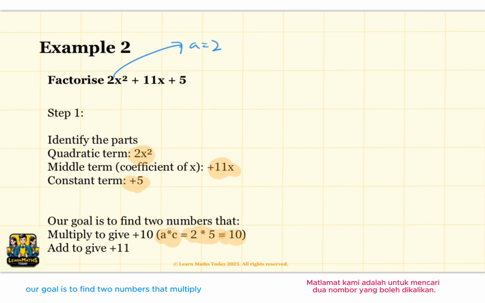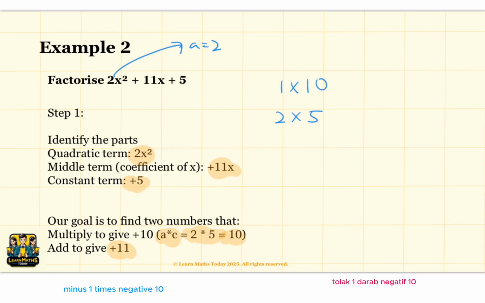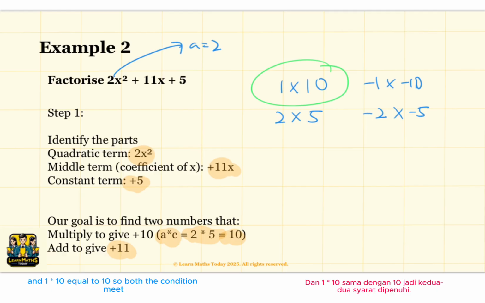Our goal is to find two numbers that multiply to give us 10, and they should also add up to give us 11. Let's list all the factor pairs of 10. We have 1 times 10, 2 times 5, and the negative pairs minus 1 times negative 10 and negative 2 times negative 5. Which pair adds to plus 11? Let's check. 1 plus 10 equals 11. That's it. And 1 times 10 equals 10. So both conditions are met.